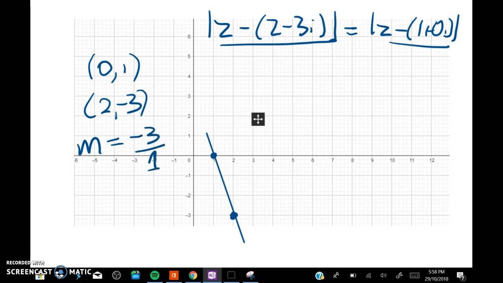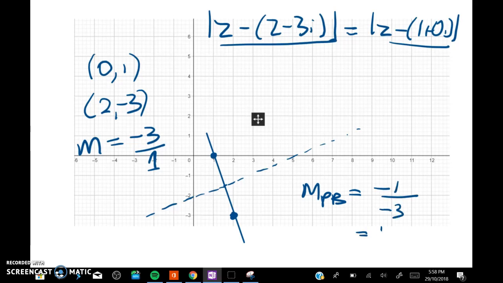That means that we know that the perpendicular bisector is going to be all of the points on this line. And all we were asked to find was the gradient of that. So the gradient of the perpendicular bisector will be negative 1 over negative 3, which is 1/3. Okay, so the answer to the question is that the gradient's equal to 1/3. And you'd need to write down and explain that it was a perpendicular bisector, right?